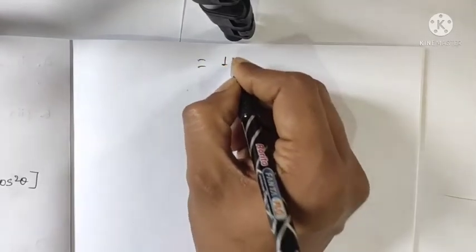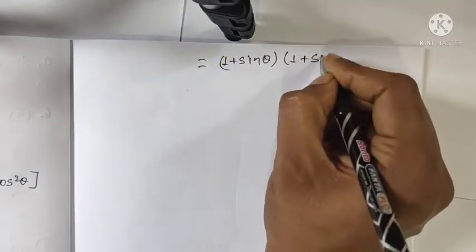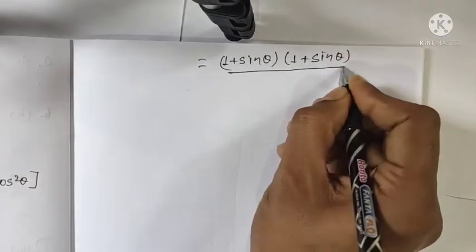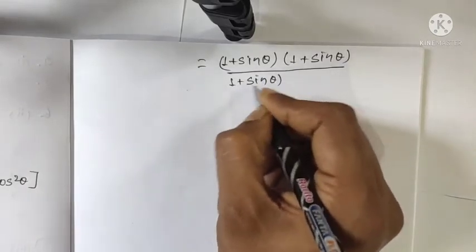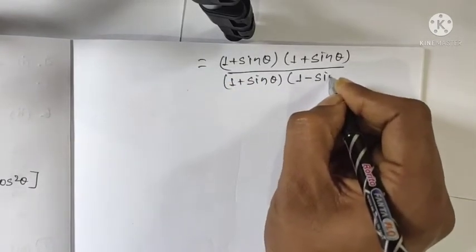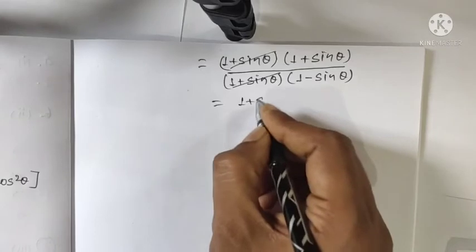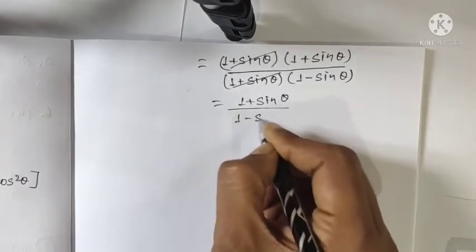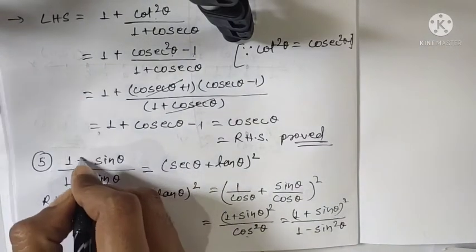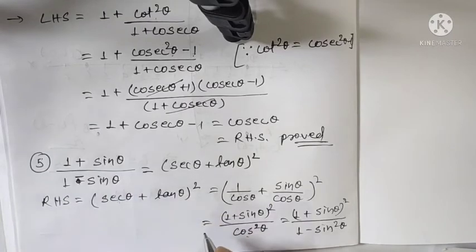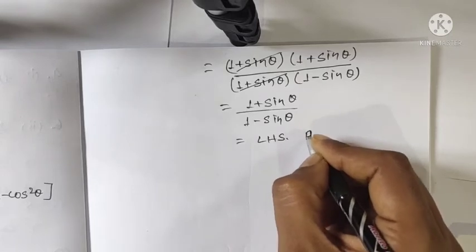Hence, it will be equal to 1 plus sin theta into 1 plus sin theta by 1 minus sin square theta will be equal to 1 plus sin theta into 1 minus sin theta, because it is in the form of a square minus b square, right? Hence, 1 plus sin theta cancels 1 plus sin theta, so it will be 1 plus sin theta by 1 minus sin theta. I think the question is wrong. So, here it will be plus and here it is minus, is equal to LHS, hence proved.